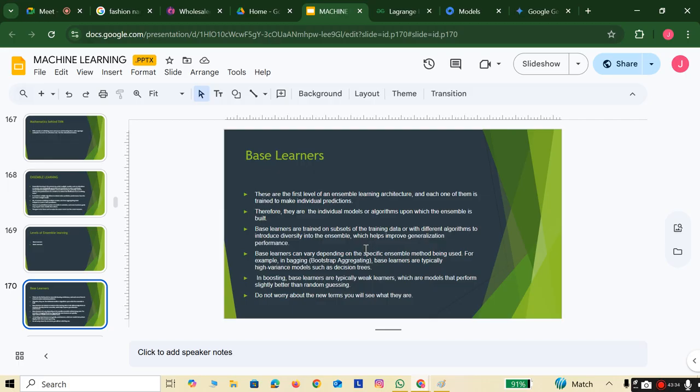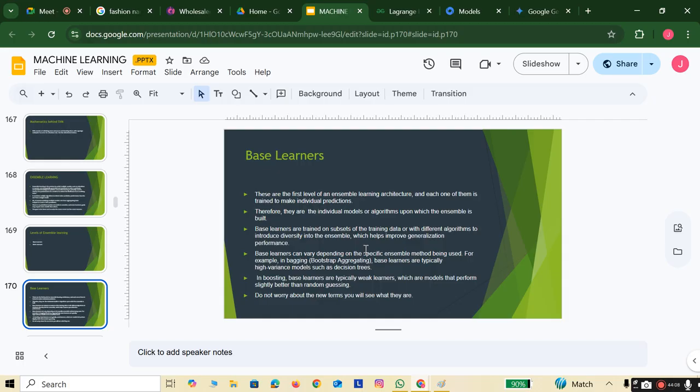For example, let's say I want to implement ensemble learning of support vector machine and naive-Bayes classifier. I can decide that naive-Bayes classifier be my base learner, then the support vector machine comes later. Base learners are trained on subsets of the training data or with different algorithms to introduce diversity into the ensemble, which helps improve generalization performance.